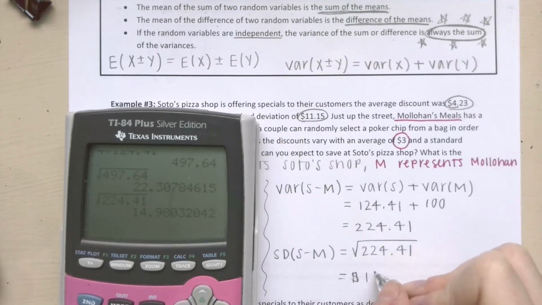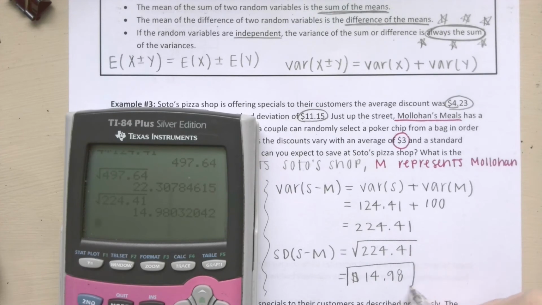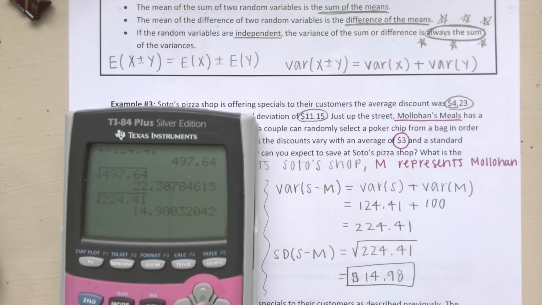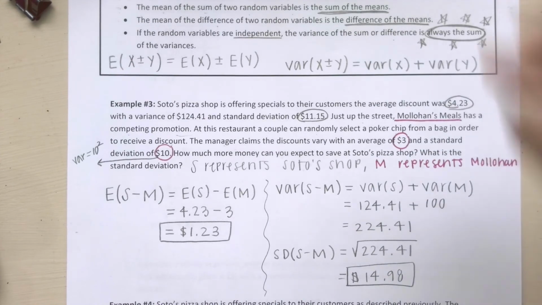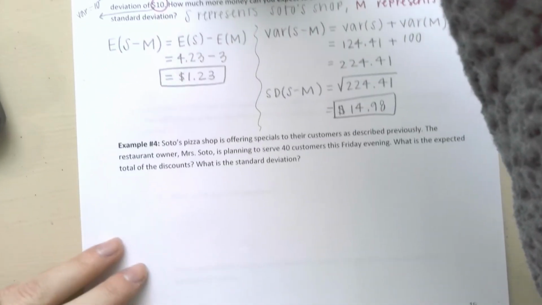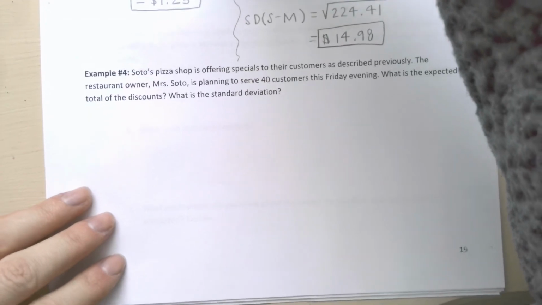That gives me 14.98 as my new standard deviation. Okay, we have one more example here, still working with adding and subtracting of separate random variables.